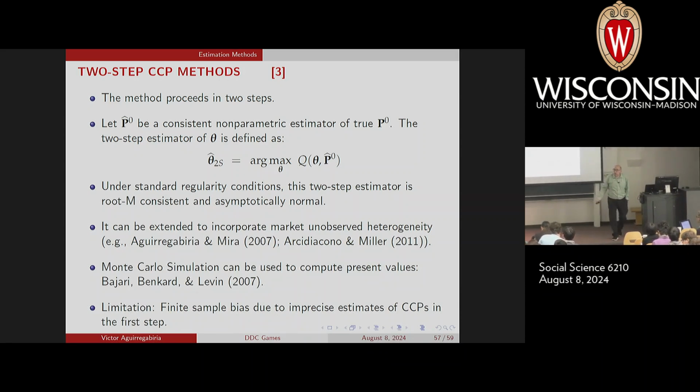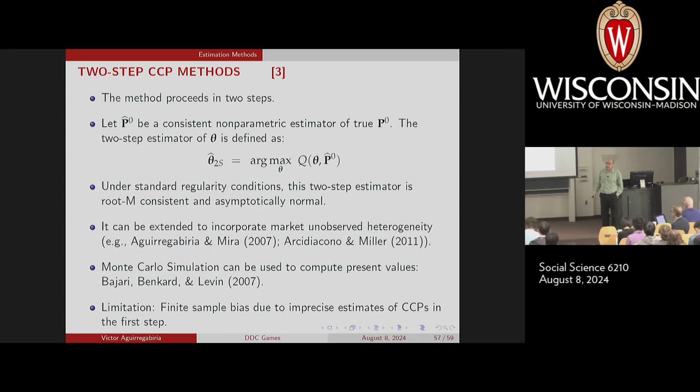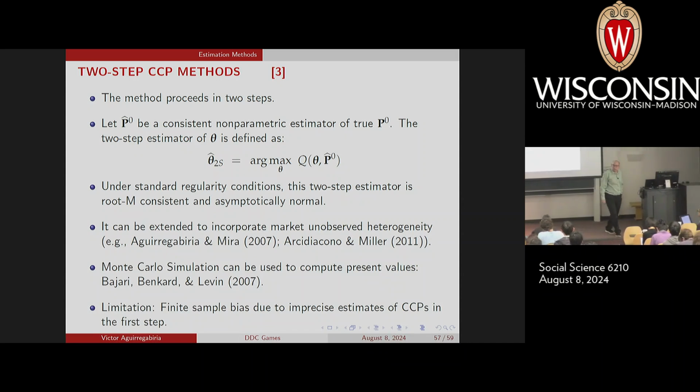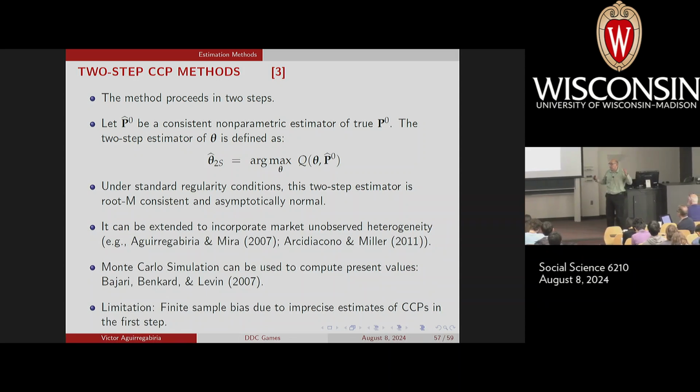This is, of course, computationally much simpler than the previous method. An important limitation of this approach is that typically the initial non-parametric estimator of the choice probabilities can be very noisy. We have a few thousand markets or observations to estimate choice probabilities over millions or billions of possible states, and with very few observations these choice probabilities can be very noisy.